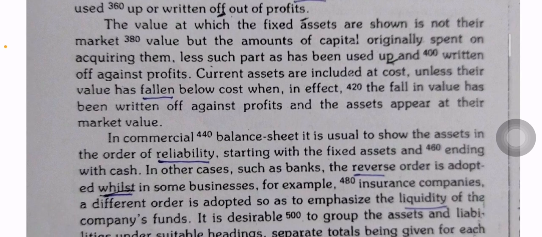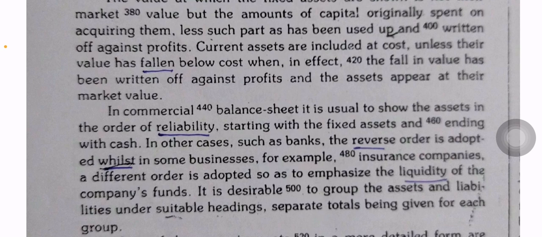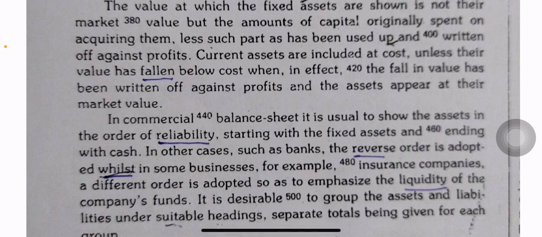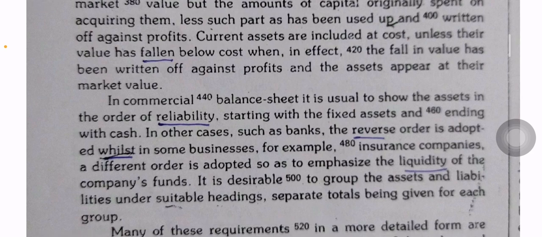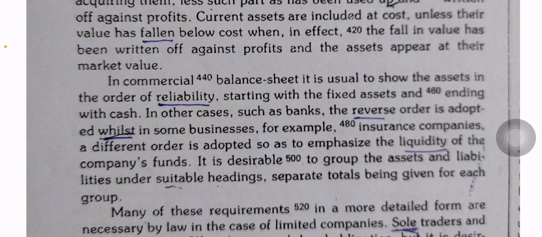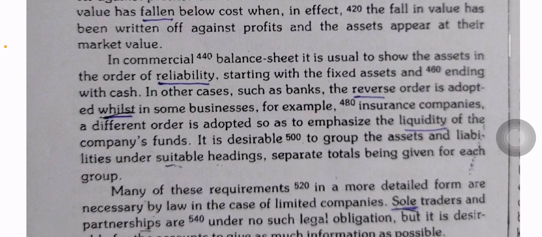The value at which the fixed assets are shown is not their market value but the amounts of capital originally spent on acquiring them, less such part as has been used up and written off against profits. Current assets are included at cost unless their value has fallen below cost, when in effect the fall in value has been written off against profits and the assets appear at their market value.